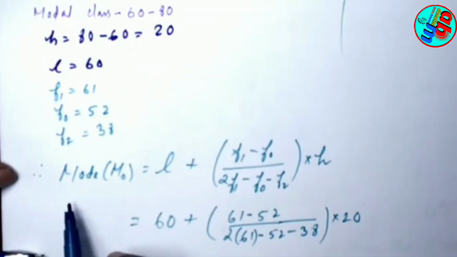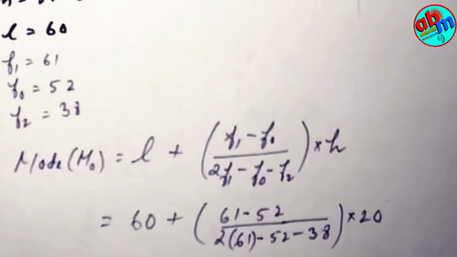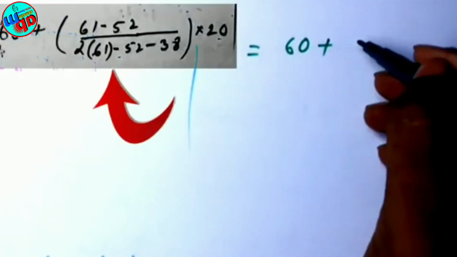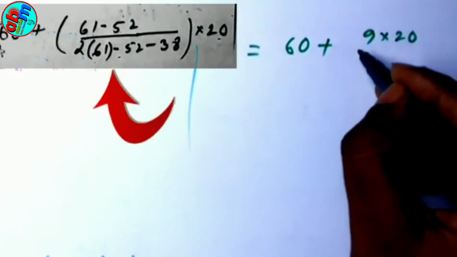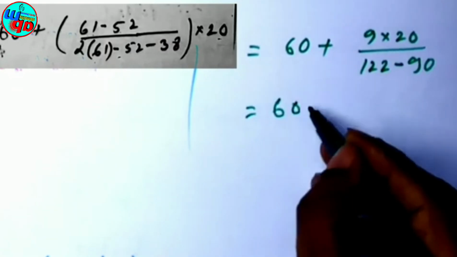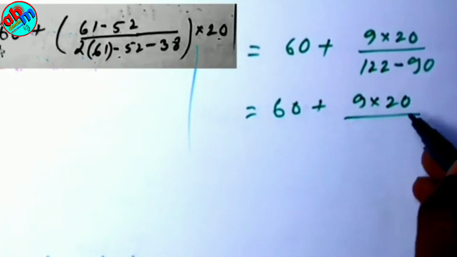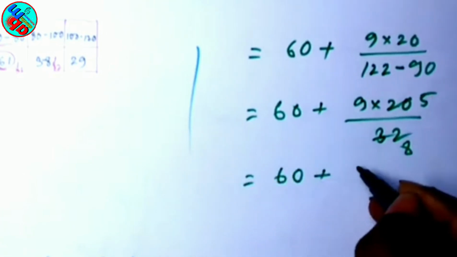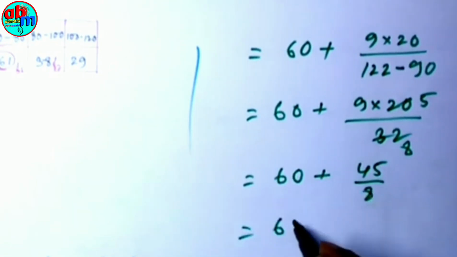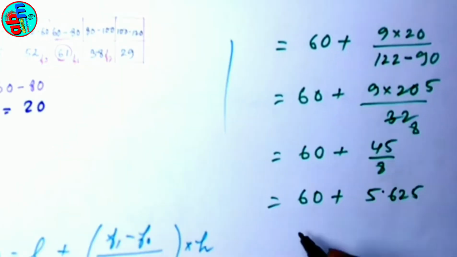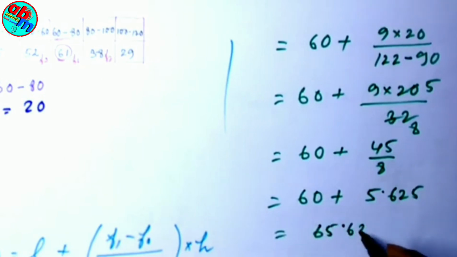So we put in the formula L value 60 and F1 is 61, minus 52, divided by 2 into 61 minus 52 minus 38. So here we have 60 plus 9 into 20 divided by 122 minus 90. After calculation we have 9 into 20 divided by 32. 4 eights are 32, 4 fives are 20. So this is equal to 60 plus 45 by 8. After calculation we have 60 plus 5.625. So the answer will be 65.625.